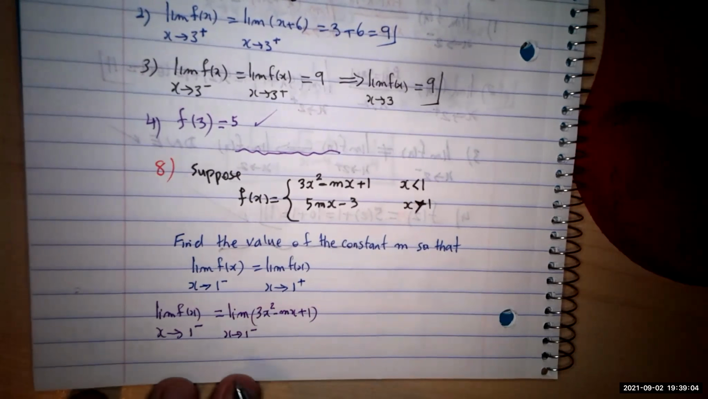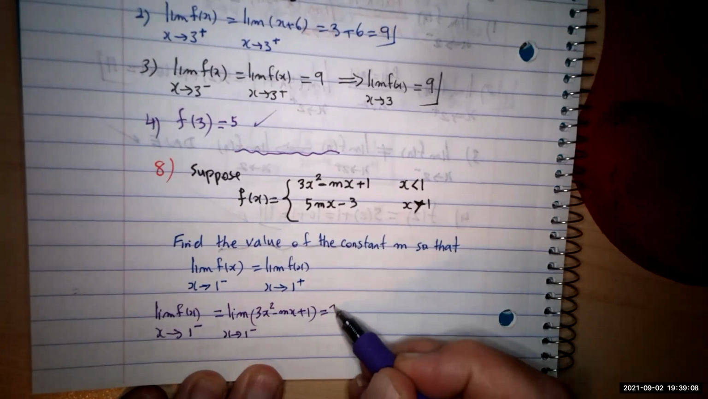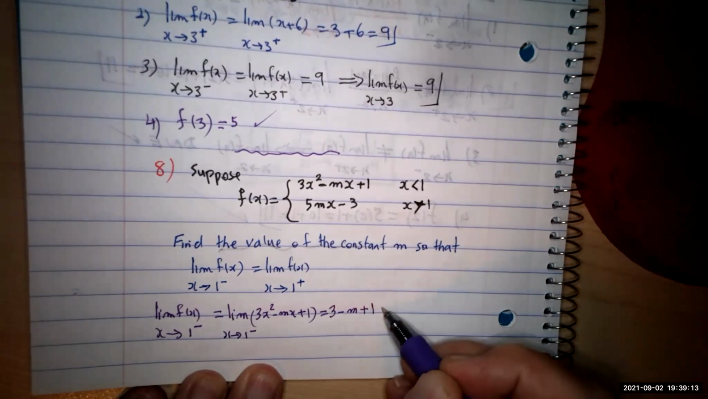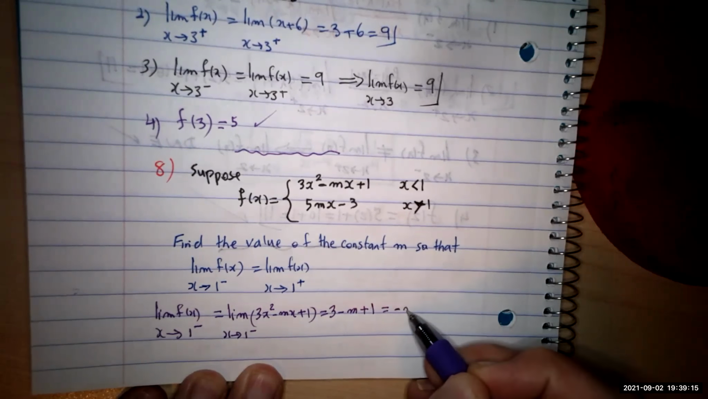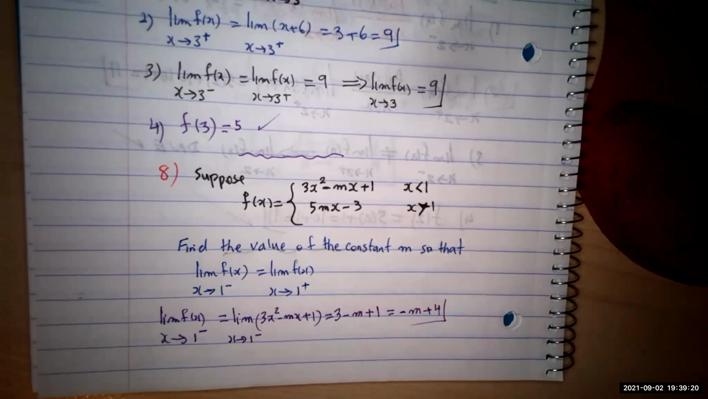Now from now on, it's just a substitution. You put x equal to 1. So x equal to 1 gives you 3 minus m plus 1. You simplify it, so that gives you negative m plus 4. So this is going to be your left limit. Your limit contains m, it's okay, because we are going to find the m. So this is the left part. Find the right part, and then let them equal to each other.